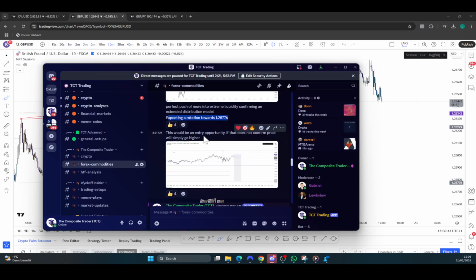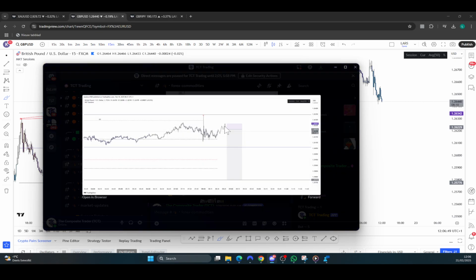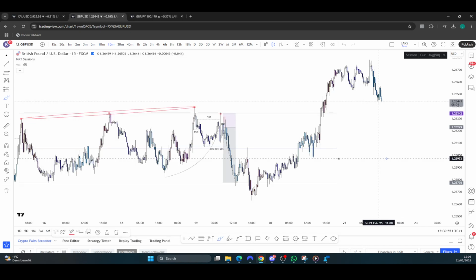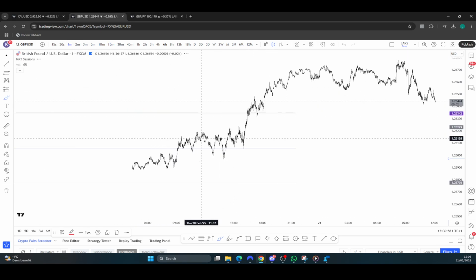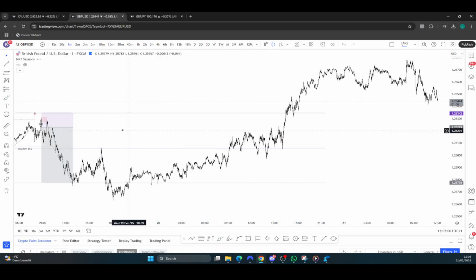Now, underneath that, I said this would be an entry opportunity. If that does not confirm, price will simply go higher. And I wanted to see a move up, fill that wick partially, take out these highs, and then have a break of structure back to bearish and get that rotation down. And if I go on the low time frame, that is exactly what we did.